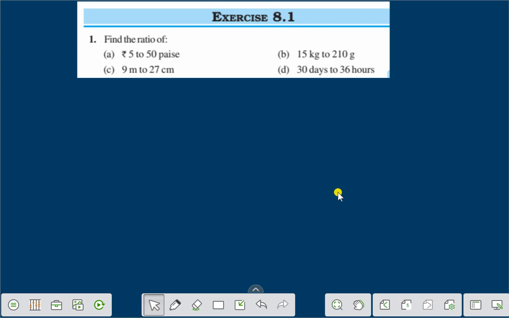Hello everyone. Today I shall discuss exercise 8.1 question number 1. Find the ratio of: A, rupees 5 to 50 paise. B, 15 kg to 210 gram. C, 9 meter to 27 centimeter, and D, 30 days to 36 hours.